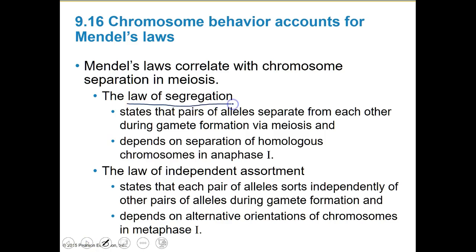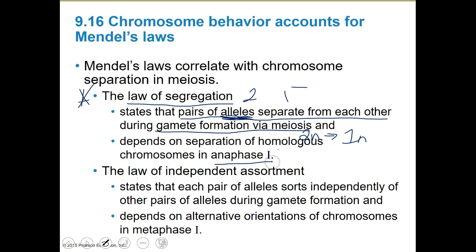The law of segregation, and this part's important, states that pairs of alleles separate from each other during gamete formation via meiosis. So whenever we split things into four, each allele, each variation of the gene that we have, which we should have two of, will separate from each other whenever we go from diploid to haploid. Those two will separate from each other, and it depends on the separation of homologous chromosomes in anaphase 1.